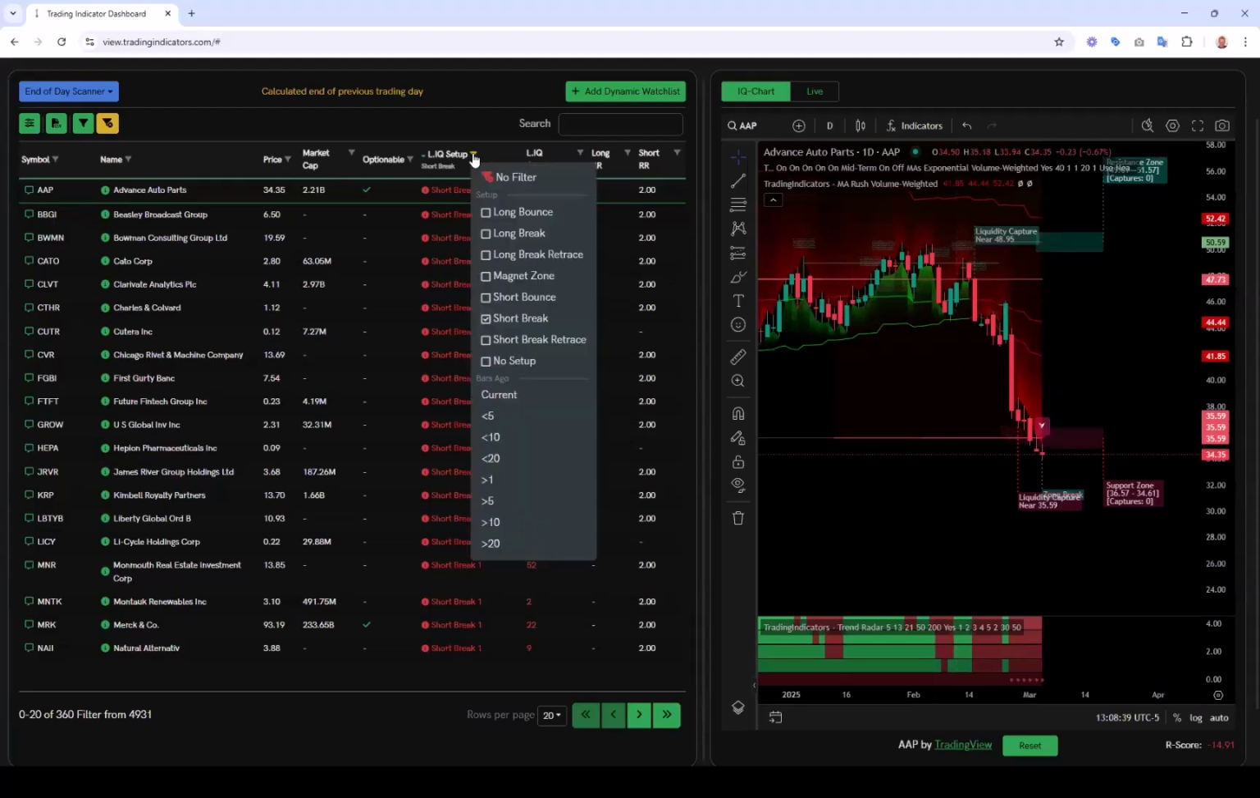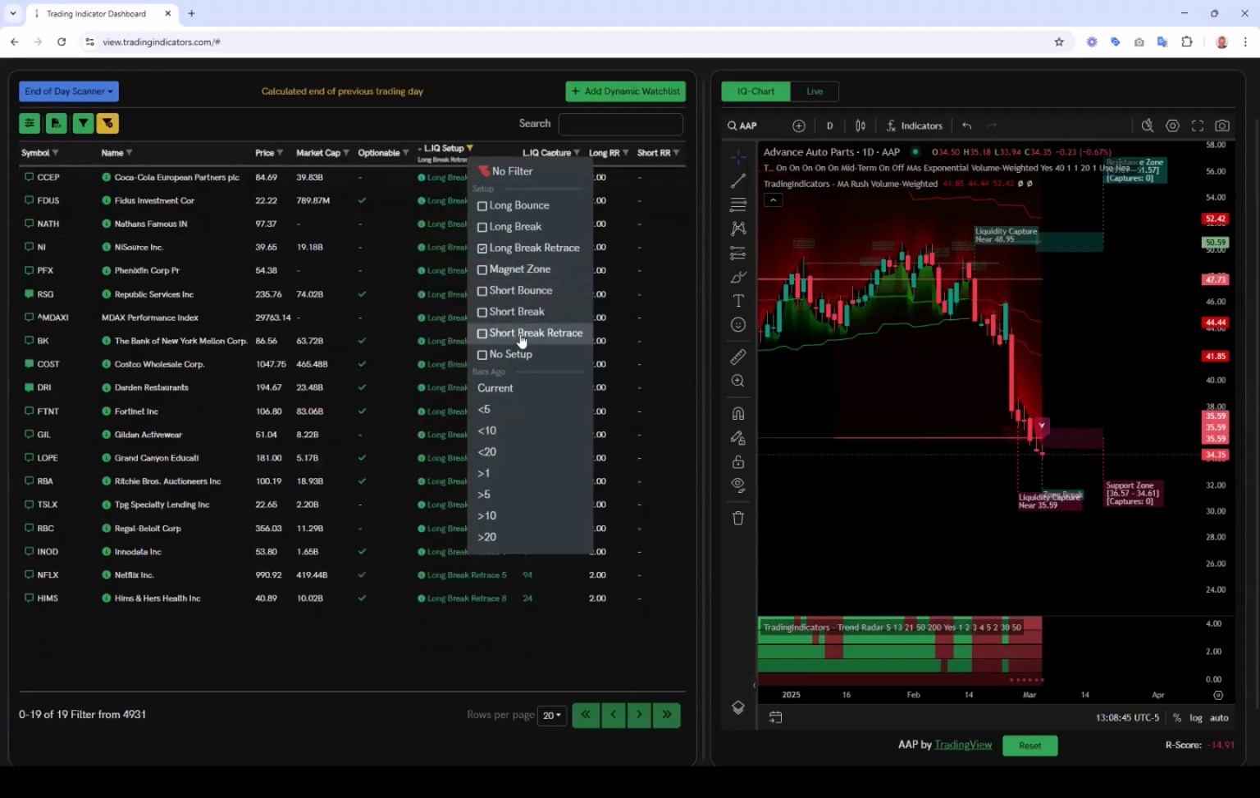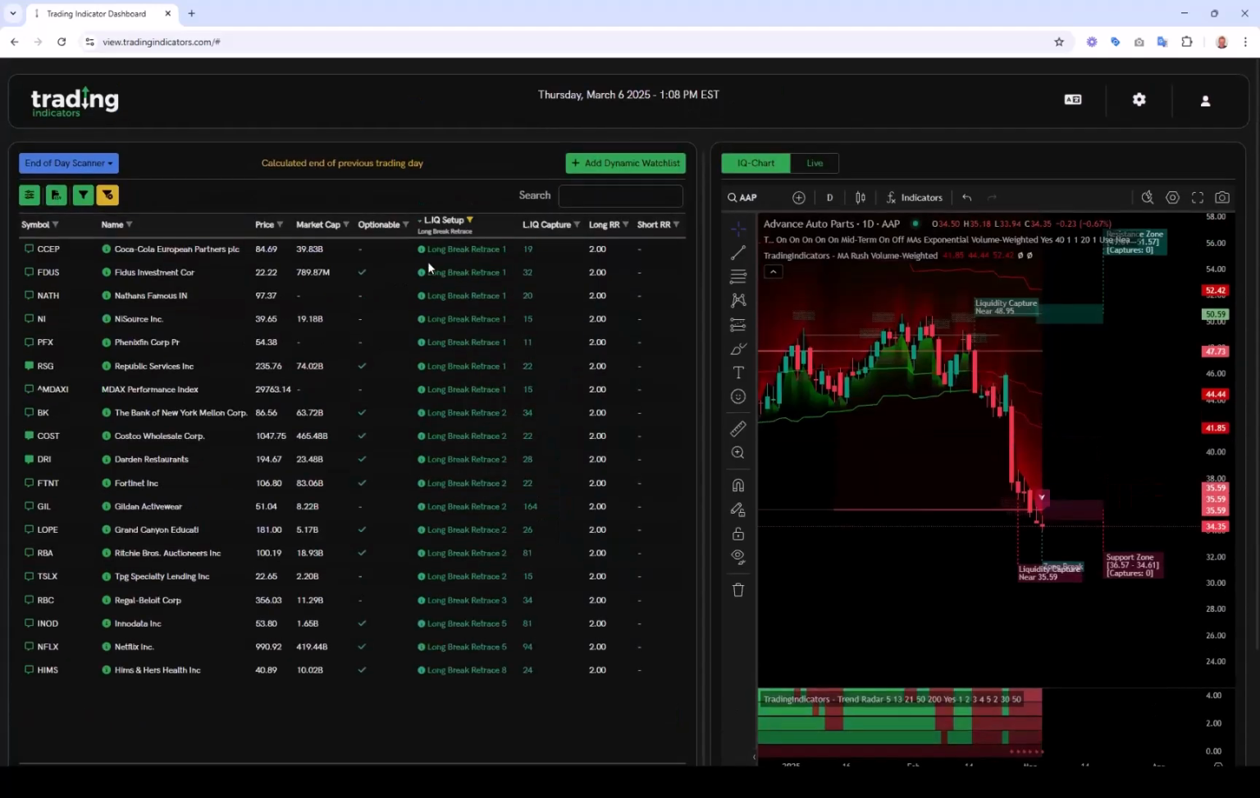All right. So this was long break and short break. And then we have one more thing, or two more things: long break retrace and short break retrace. Let's find a good example here.